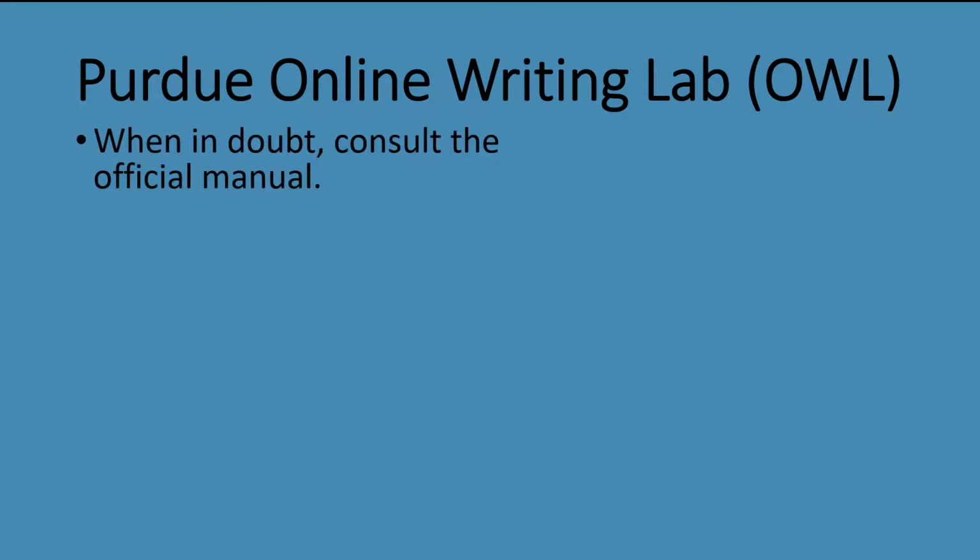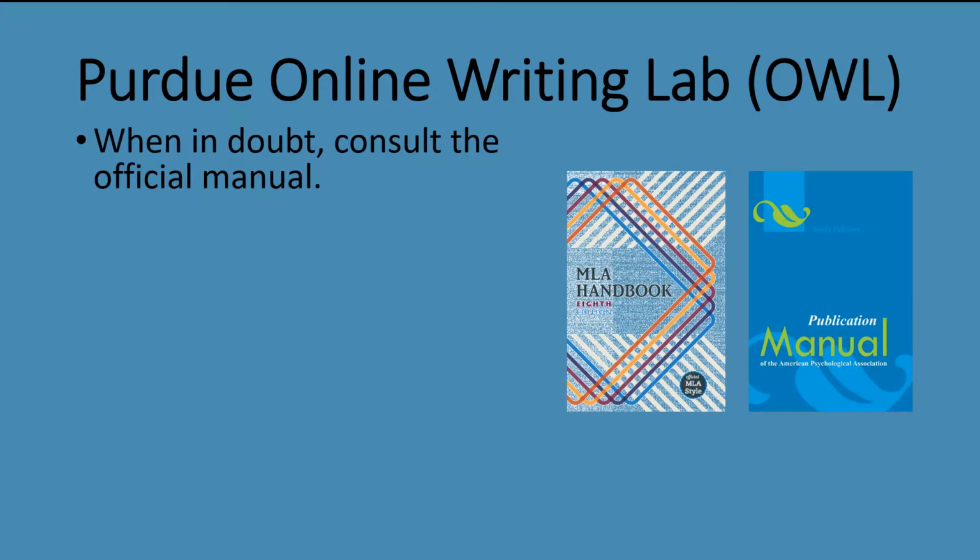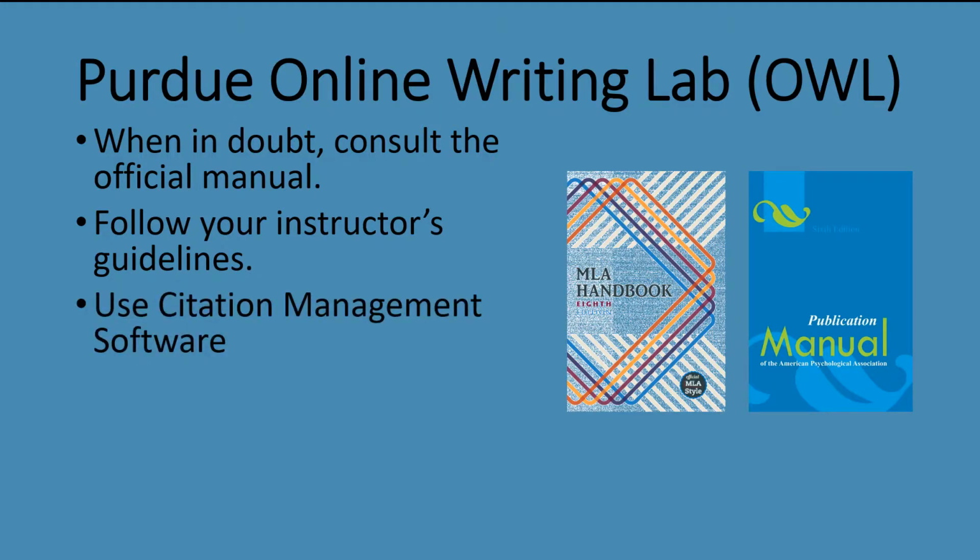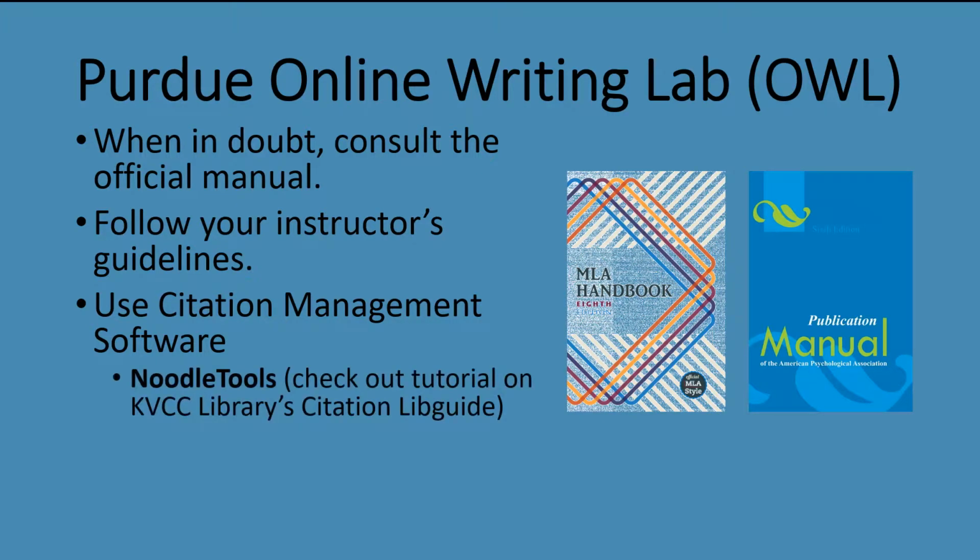Purdue OWL gives clear and direct instructions for most formatting and citation tasks that you may encounter. If you can't find your answer there, consult the format publisher's official manual, which the library keeps on hand for you to use. Also, be aware of any specific additions or exceptions to format guidelines your instructor requires. Remember too that you can save a lot of time and work by using citation management software and automatic citation generators, such as Noodle Tools, which is offered to KVCC students through the library website. You can watch a tutorial for Noodle Tools on KVCC Library's Citation LibGuide.